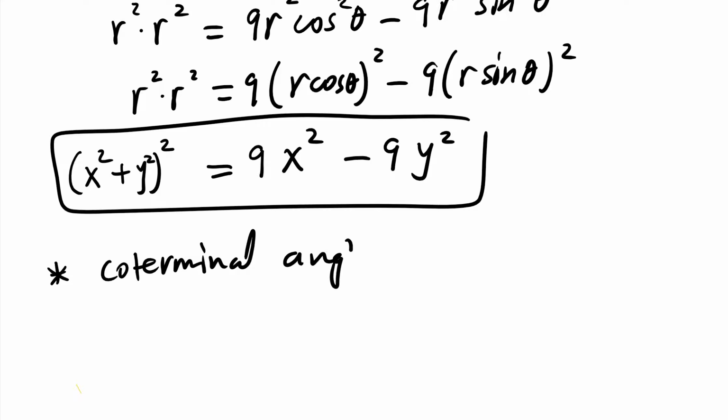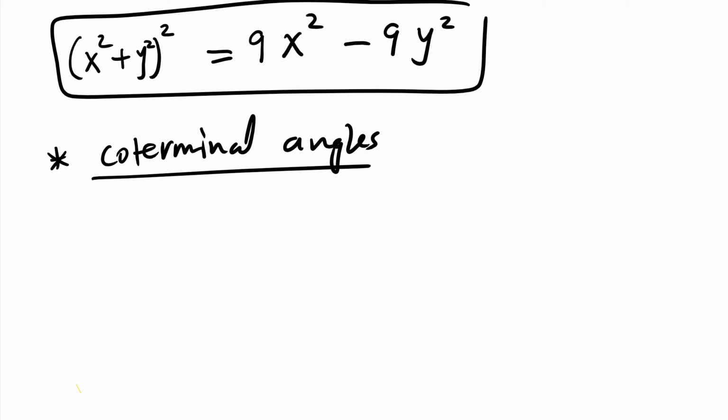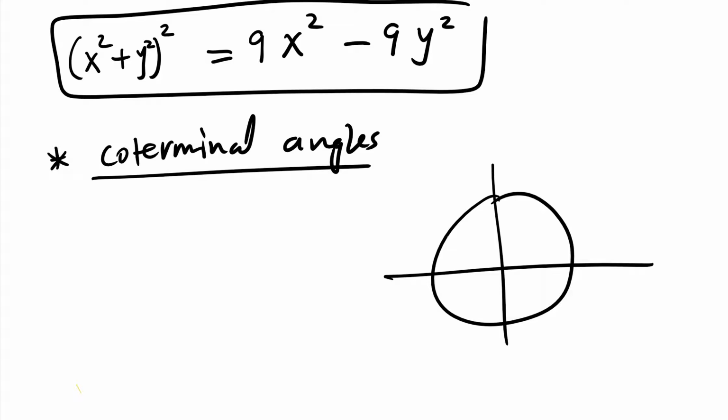What are coterminal angles? Coterminal angles are those that terminate at the same point or at the same angle. So if you draw the unit circle, let's say, and you draw an angle here, let's say some alpha. Now if you go one full cycle and land here at the same line, then alpha, and let's call this beta, alpha and beta are called coterminal angles.